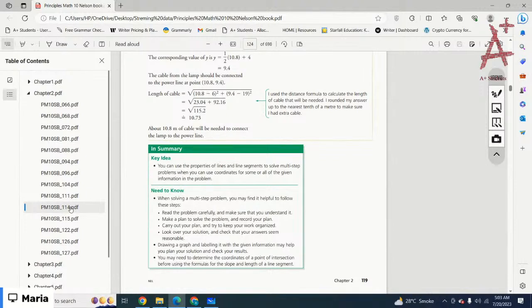Okay, need to know. When solving a multi-step problem, you may find it helpful to show these steps. Read the problem carefully and make sure that you understand it. Make a plan to solve a problem and record your plan. Carry out your plan and try to keep your work organized. Look over your solution and check that your answer seems reasonable.